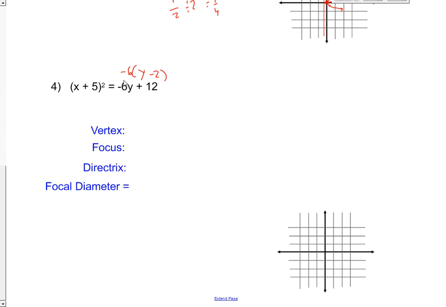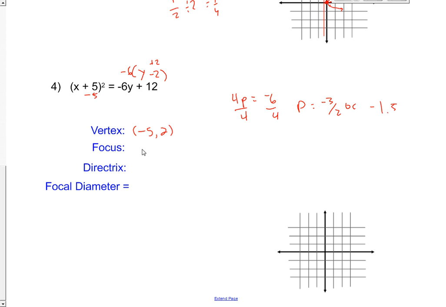So from this, this is already set up nicely. My vertex is going to be the opposite value of these here. So we have -5 and +2 for my vertex. For my focus, I have my 4p value equal to -6. And I'm going to divide by 4, and I get p equals -3/2 or -1.5.